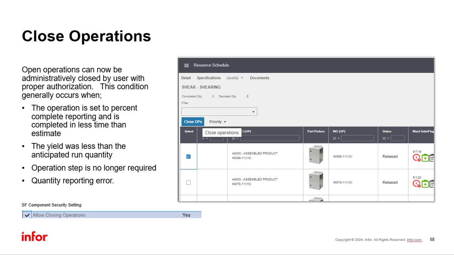Secondly, maybe an open operation whose yield was not as expected, did not produce as many as anticipated. And thirdly, to clean up mistakes made out on the shop floor where operations were not properly closed. The result is that users no longer need to go to the manufacturing window to make these simple cleanup entries.